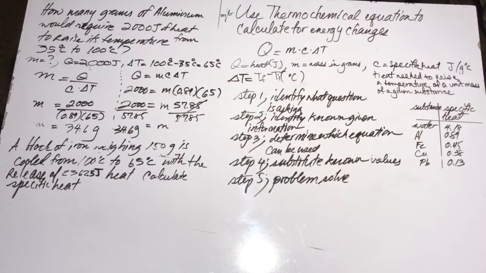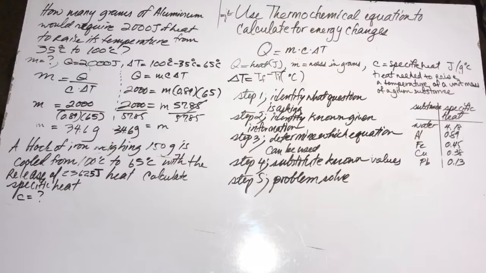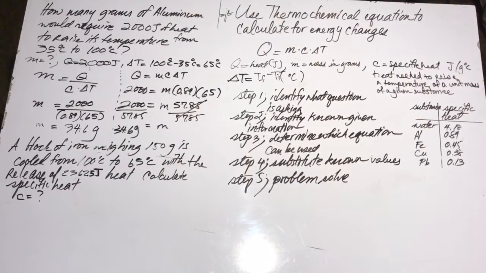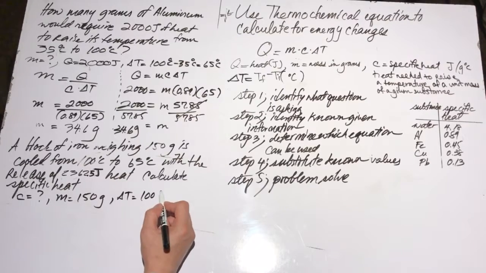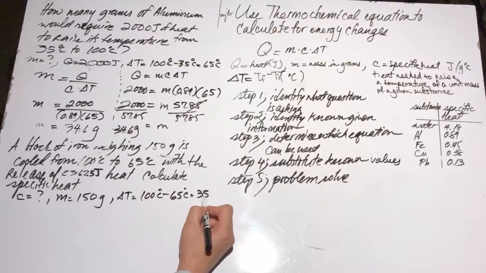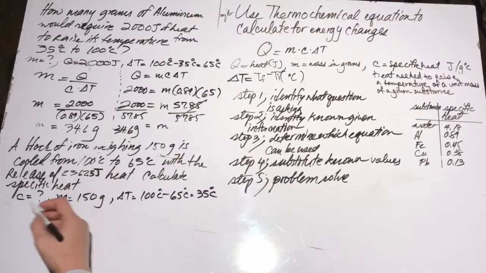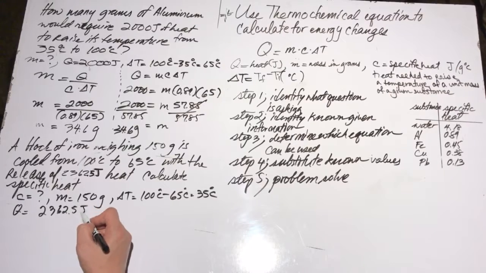Follow step 1: identify what the question is looking for. The question is solving for specific heat. I'm going to say C, we don't know it, because C refers to the specific heat of a certain element, which is iron in this case. We know that the mass is 150 grams, the change of temperature is 100 minus 65, equal to 35 degrees Celsius, and Q is equal to 2362.5 joules.